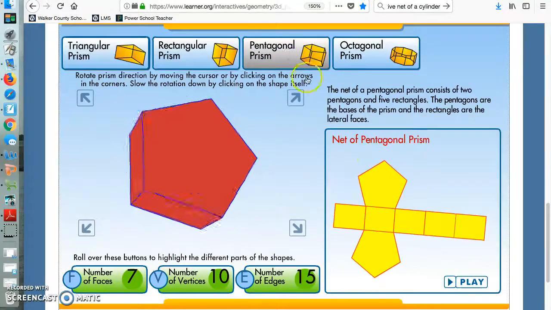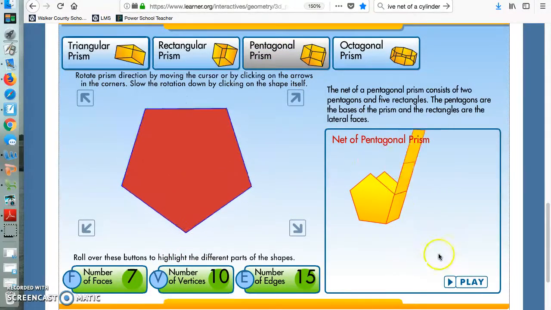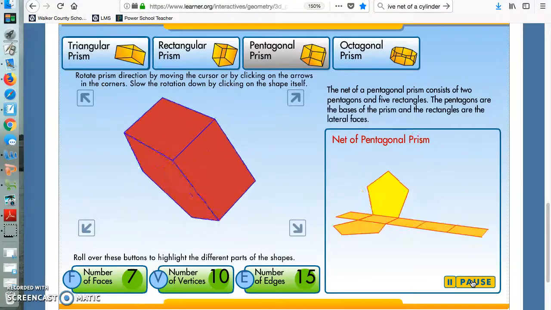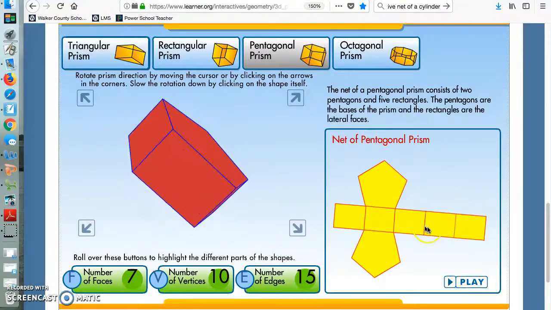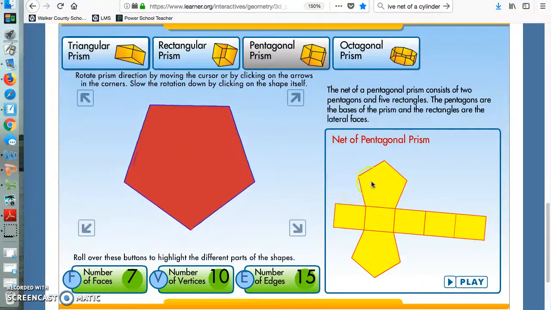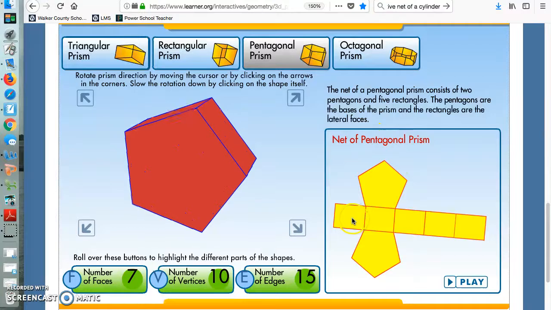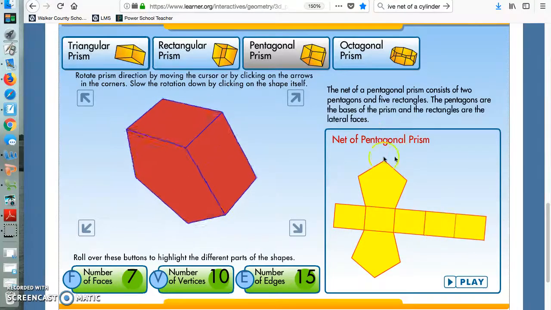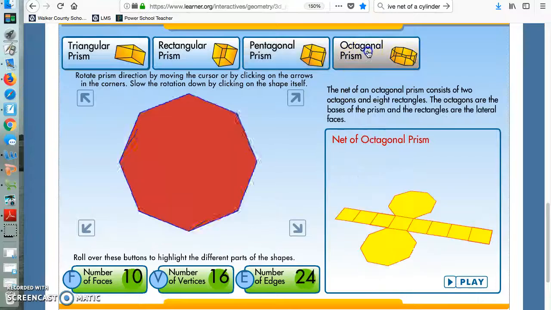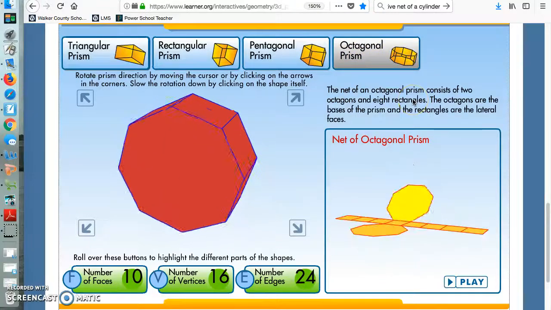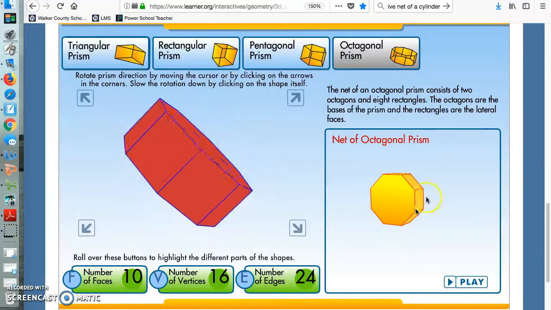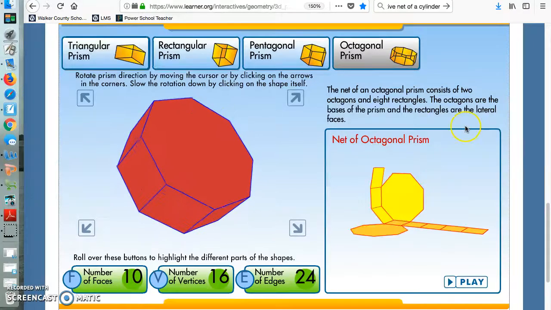A pentagonal prism would have a pentagon and then 5 rectangles to make up its sides. So do you see the difference between the pyramid and the prism? The pyramid would have all triangles and meet at a point, but a prism will have all rectangles that go all the way around it. And it has 2 bases, not just one. And there's an octagonal prism. It would have 8 rectangles to put together the 2 octagons that are the bases.